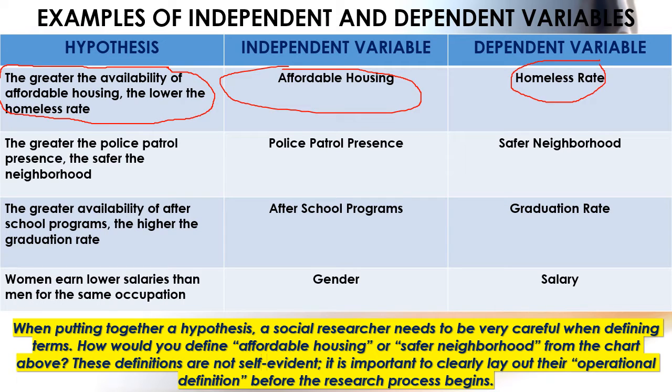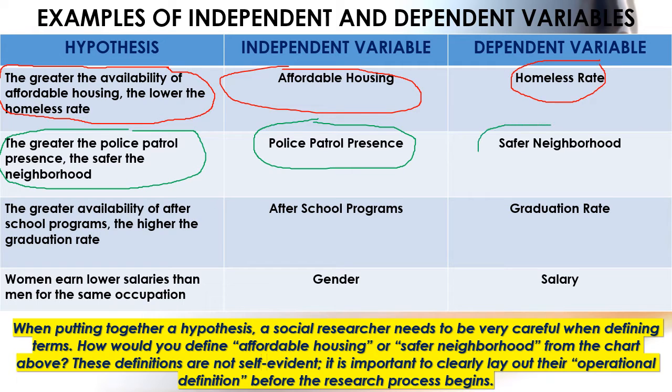Then the second hypothesis is the greater the police patrol presence, the safer the neighborhood. Your independent variable would be police patrol presence, and your dependent variable would be how safe the neighborhood is, maybe the crime rates in the neighborhood.